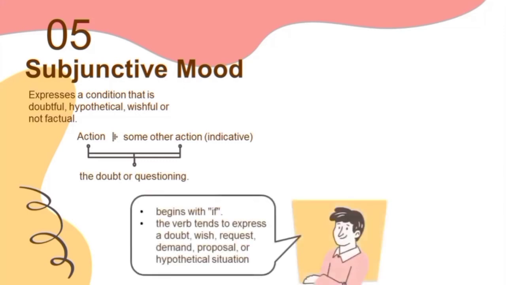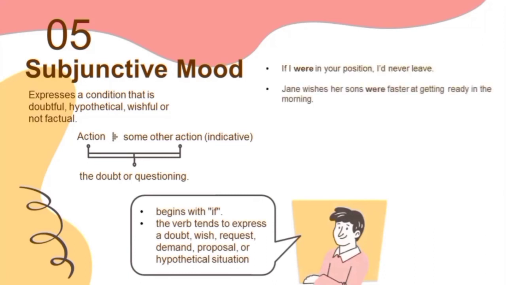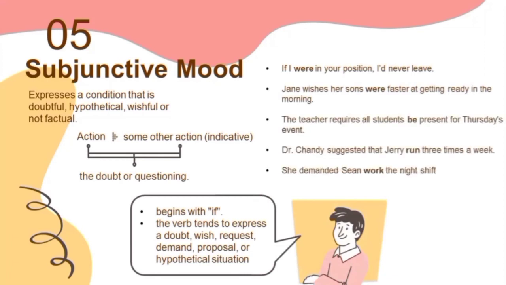A great way to spot sentences written in the subjunctive mood is to note clauses beginning with if. Then you will clearly notice that the verbs tend to express a doubt, wish, request, demand, proposal, or hypothetical situation. Here are some examples of the subjunctive mood.